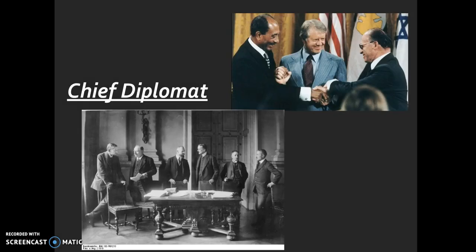We've got some pictures here. In the upper right-hand corner, this is Jimmy Carter when he was president, and he was really trying to broker peace in the Middle East between Israel and Palestine. He made a lot of progress in that area. And then down here at the bottom is a picture of them putting together the Treaty of Versailles after World War I, which of course did not get signed by the United States, but the president was acting as chief diplomat, trying to have good relationships overseas, meeting with leaders of other nations, and trying to keep peace.